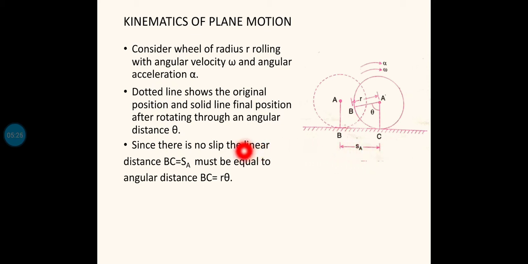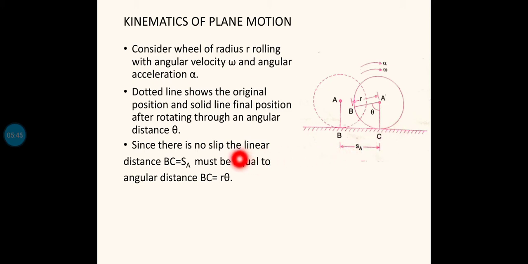Since there is no slip, some point of the wheel will always be in contact with the floor. That is the meaning of no slip. The wheel will not slip away or lift away from the floor. Always some point will be in contact with the surface. That is the no slip condition.